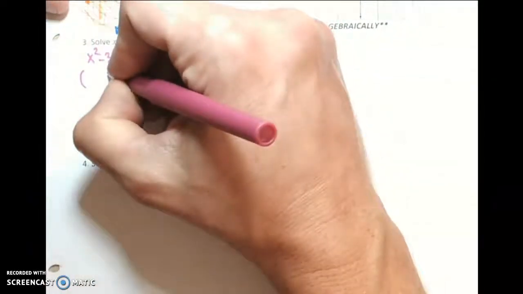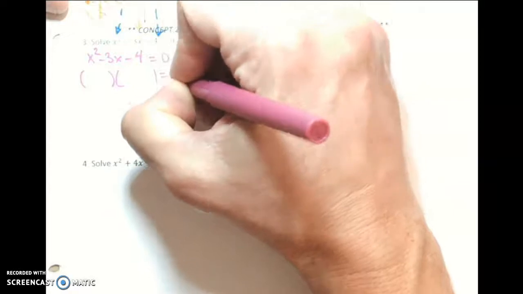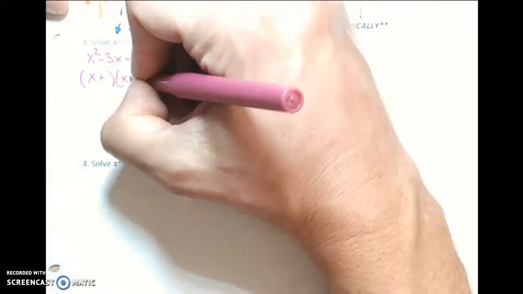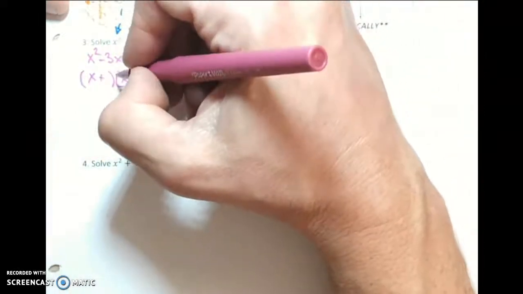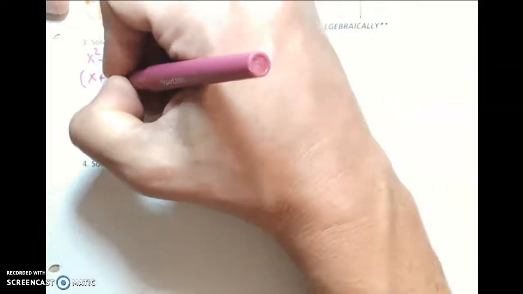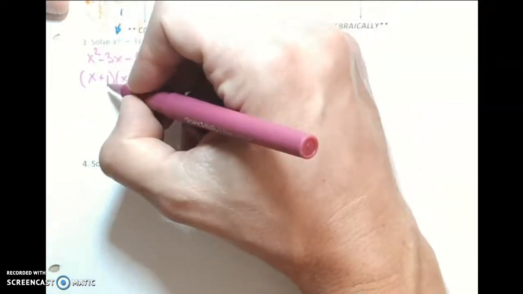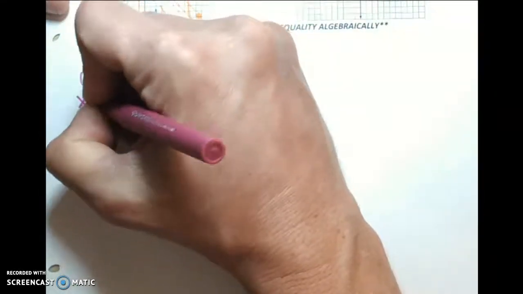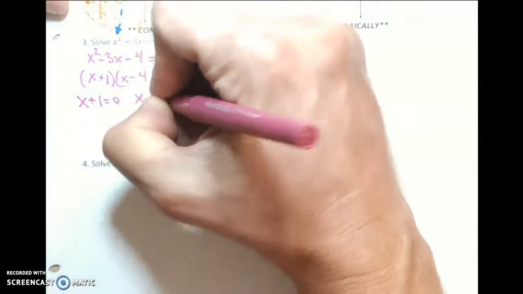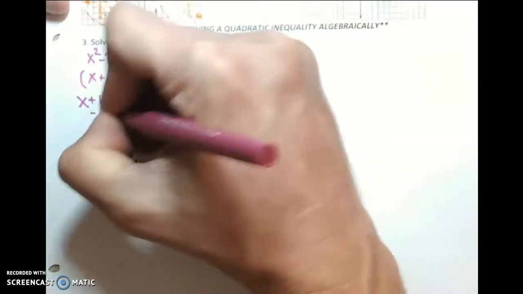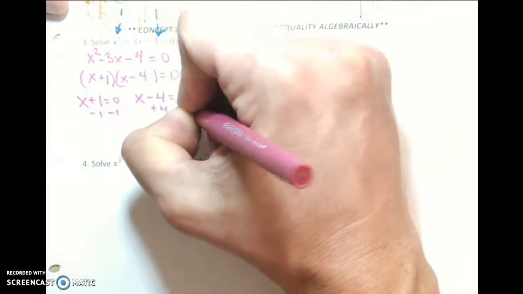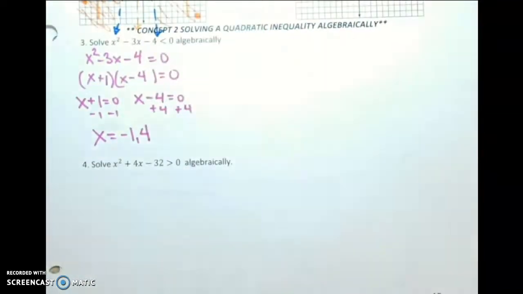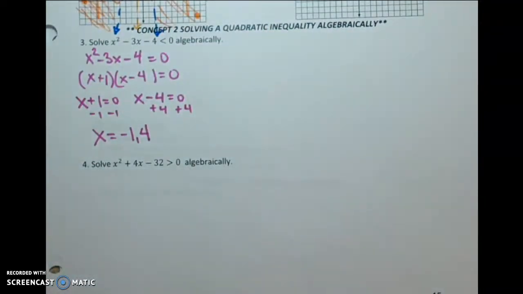I can think of 2 numbers that multiply to give me -4 that add up to give me -3. Well, I know it's going to be positive and negative. And in this case, it's going to be -4 and 1. -4 and 1 give me -3. -4 times 1 gives me -4. Set each factor equal to 0 and solve. Subtract 1 from both sides, add 4 to both sides. And now I get x equals -1 and 4. Okay, perfect. That's the first part.